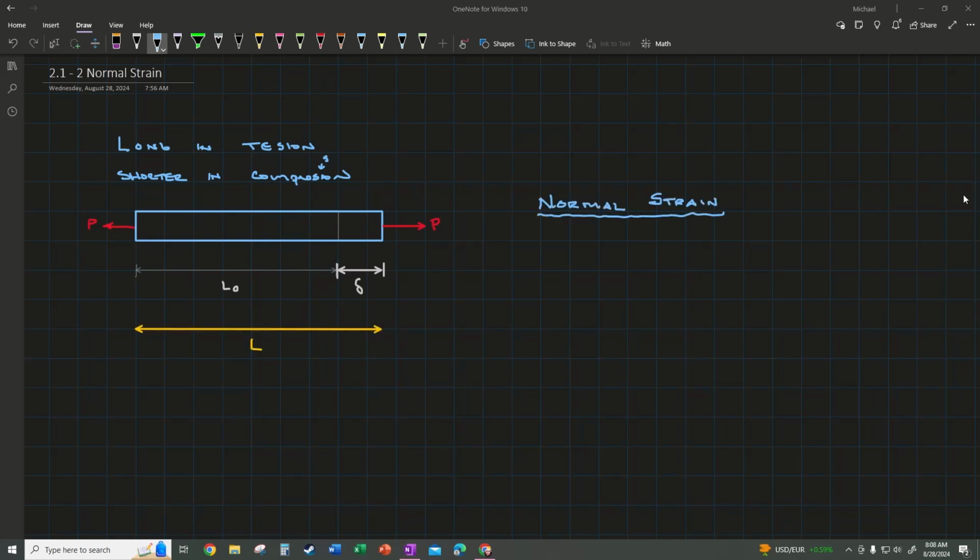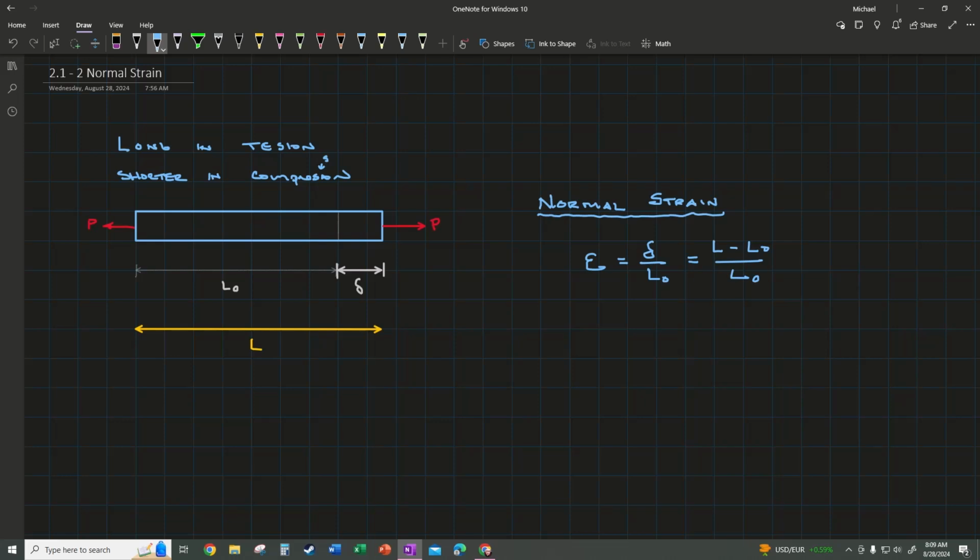We'll then define the normal strain as epsilon equals this change in length delta over the original length. So we could look at it as L minus L0 over the normalized value of the original length, L0. We call this uniaxial strain, normal strain, uniaxial strain.